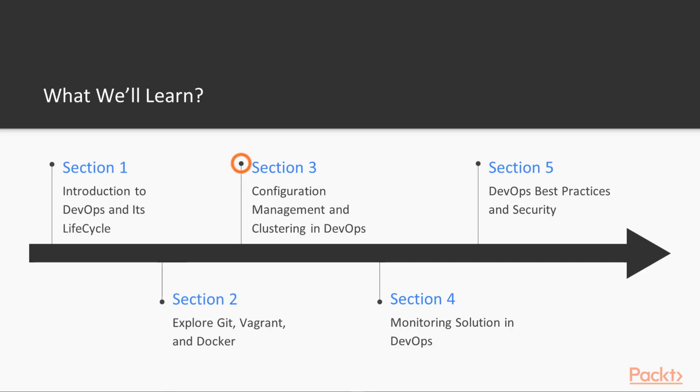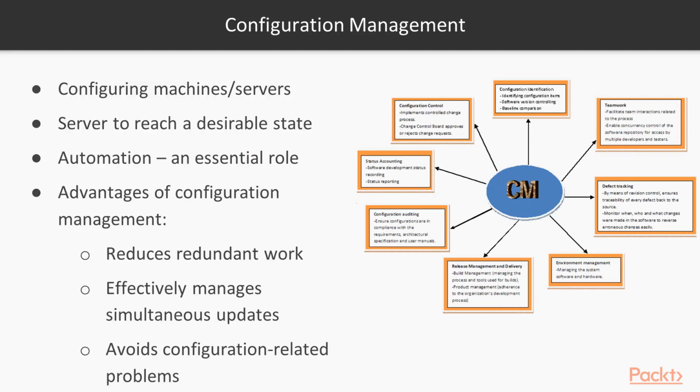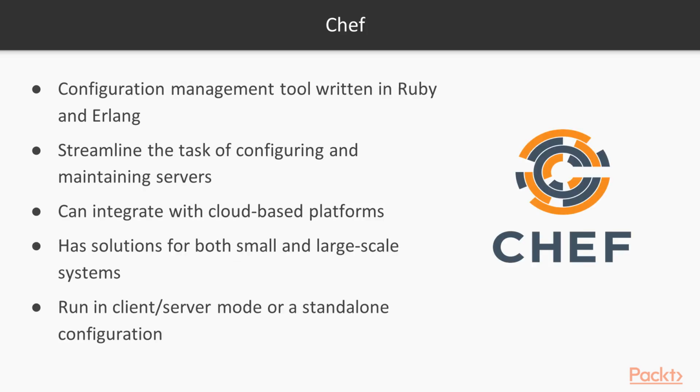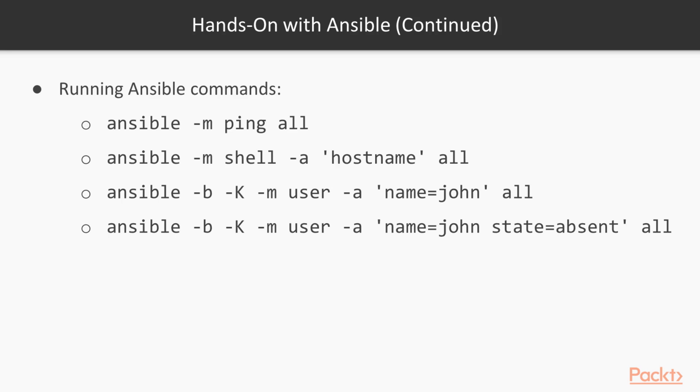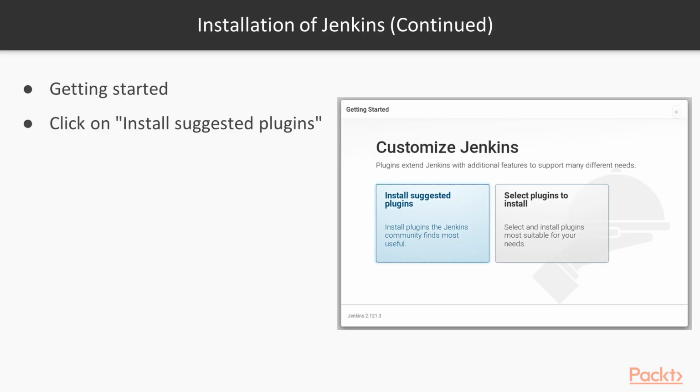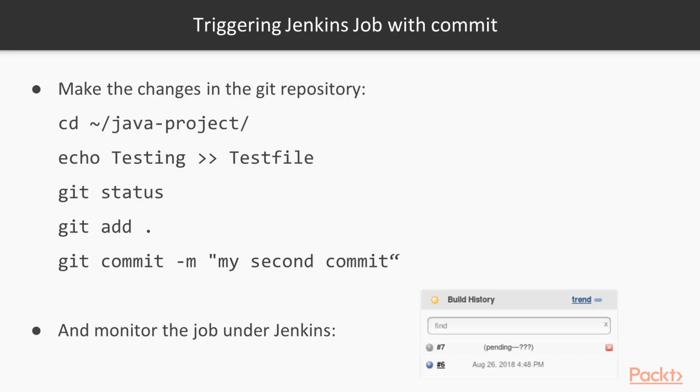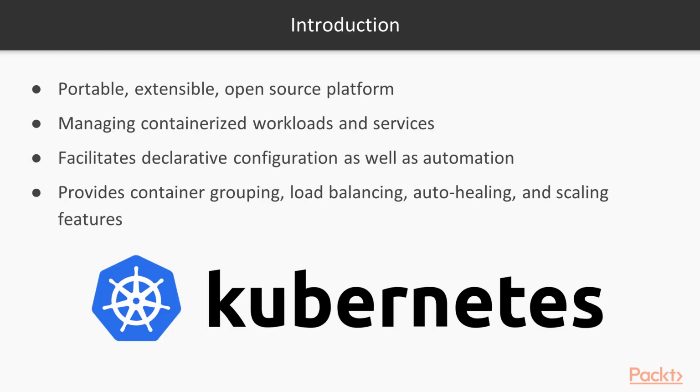Section number 3. In this section, you will learn about configuration management for your underlying infrastructure using Chef, Puppet, and Ansible. You will learn different types of Ansible setups according to your organizational need, how to manage complex infrastructure, and automation of tasks using Ansible. You will also learn about configuring Jenkins with Git, triggering tasks from Jenkins when code is submitted. You will learn how Kubernetes manages a Docker container cluster.